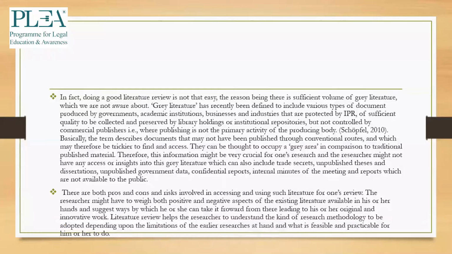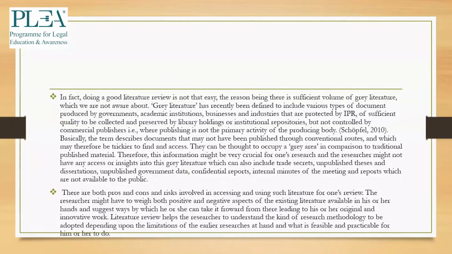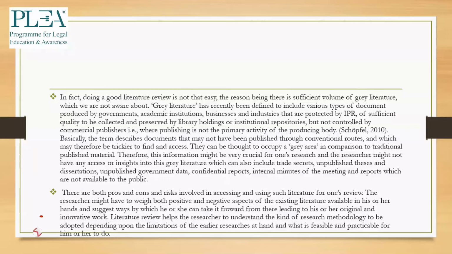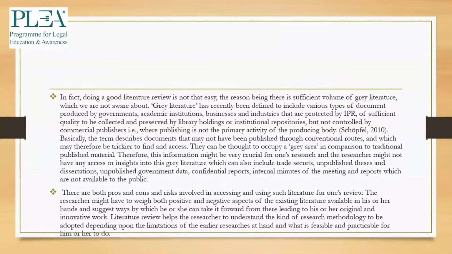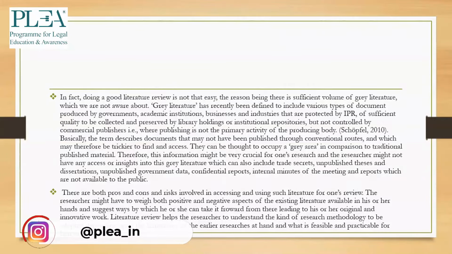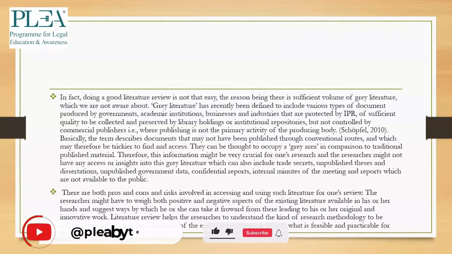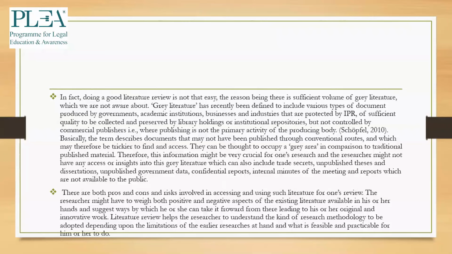unpublished theses, dissertations, unpublished government data, internal minutes of the meeting or committee reports, confidential reports, which might be relevant to your research, but you are not able to access them. They are not available into the public domain. So, how will you refer to them? How will you try to understand them and their loopholes or their limitations? How will you suggest proper solutions to the problems then? Because you do not have the entire literature with you. So, that is the gray literature. That is a big challenge to researchers because we do not have access to gray literature.